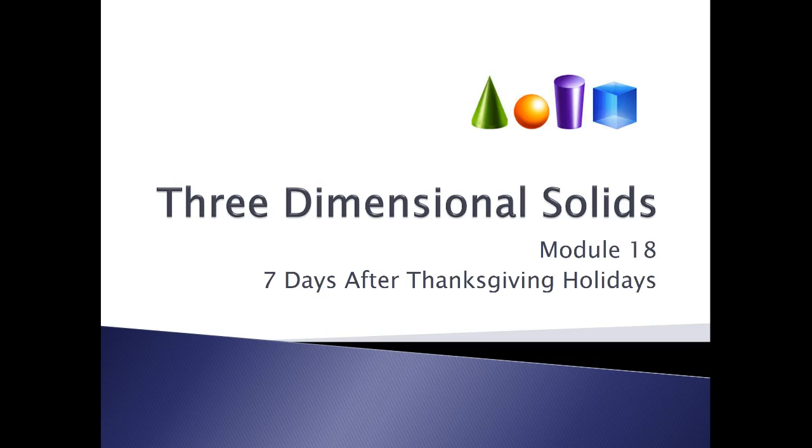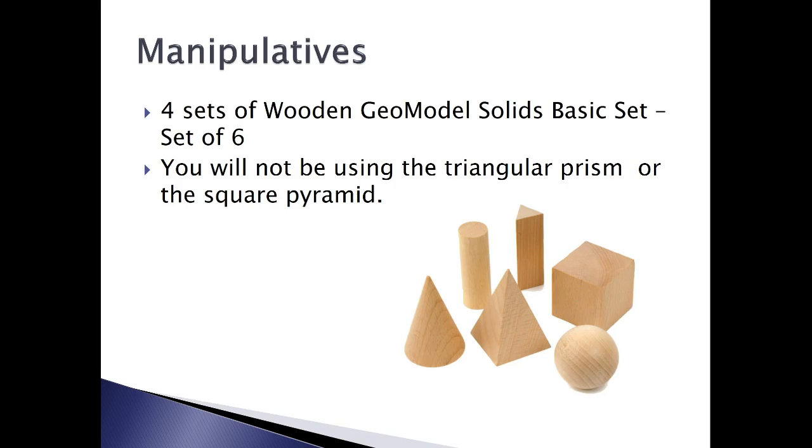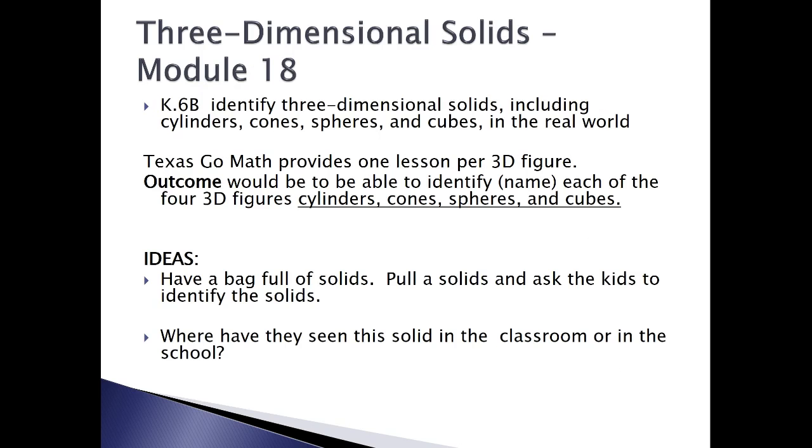Then we're going to go into three-dimensional solids 7 days after the Thanksgiving holidays. If you look at these manipulatives, you should have the 4 sets of wooden geomodel solids. There's a set of 6. You will not be using the triangular prism or the square pyramid for these activities, because those two are not really addressed in the text. Instead, you'll see we have cylinders, cones, spheres, and cubes. So the kids will be identifying these in the real world.